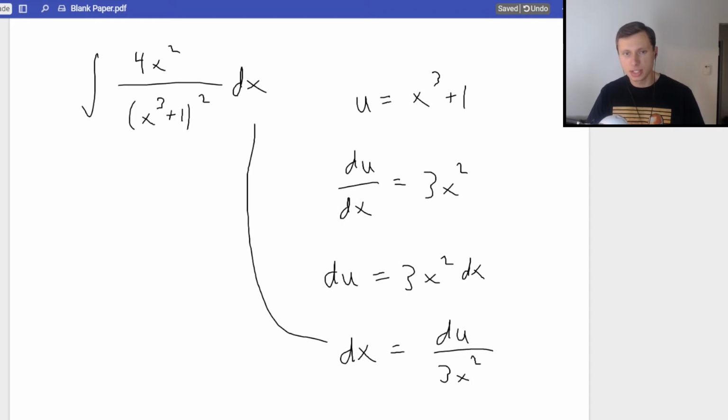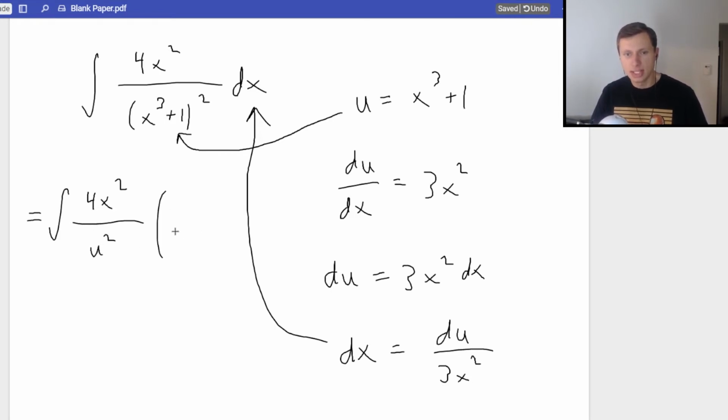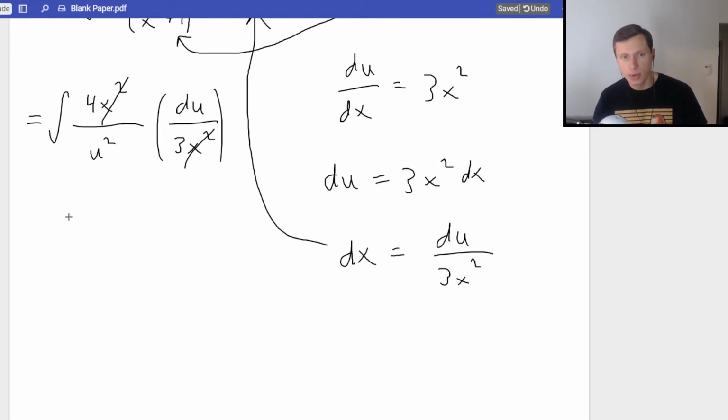I'm going to plug in the dx right there, and I'm also going to plug in my u, x cubed plus 1, right there in the denominator. So what does my integral look like then? What do I do with the 4x squared in the numerator? Nothing. I leave it alone. I hope it cancels out. In the denominator, I have u squared now, and dx just got replaced with du over 3x squared. So similar to the last problem, the x squareds will cancel out. The 4 and the 3 do not cancel out. They are going to be written out in front of the integral as 4/3 as a coefficient times the integral of 1 over u squared du.